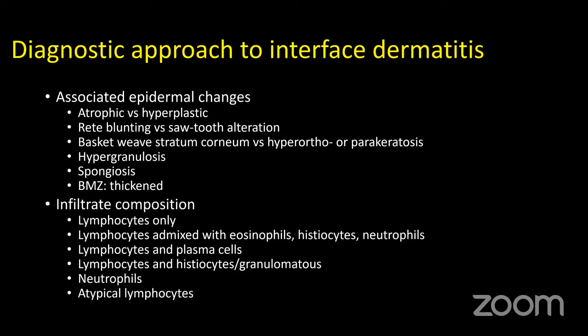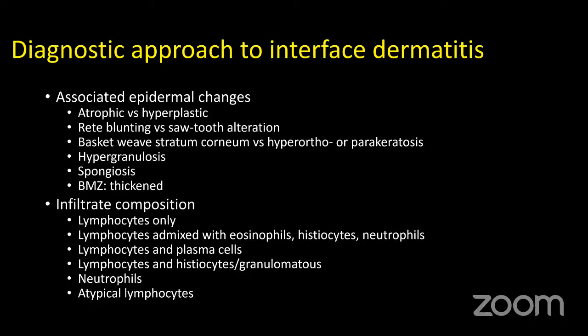Within the epidermal changes, again, we sort of see how the epidermis has evolved. Is it atrophic? Is it hyperplastic? Is there sawtooth alteration? Is the stratum corneum basket weave? That tells us it's been a little bit more of an acute process. Is there scale crust? Is there hypergranulosis? Is the basement membrane thickened?